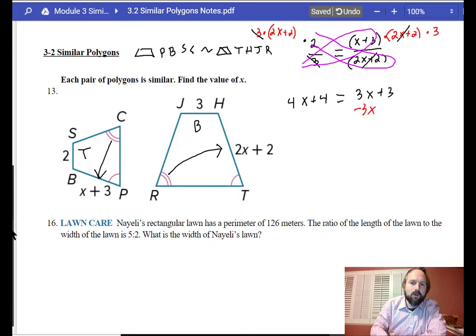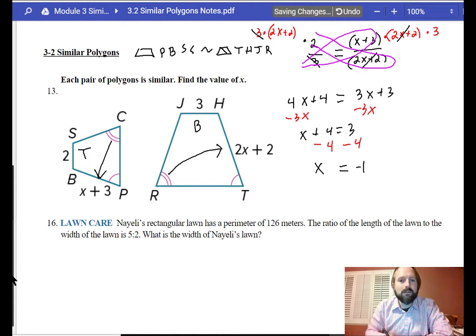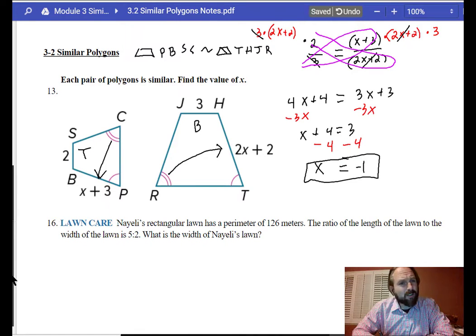Get x slowly by itself. So move x's to one side. x plus 4 is equal to 3. And then move whatever's not x away. And we get x is equal to negative 1. There we go. That's it. The problem with this is we're going to have to learn the butterfly method or just simply multiplying to get rid of any fractions, any denominators in a fraction.